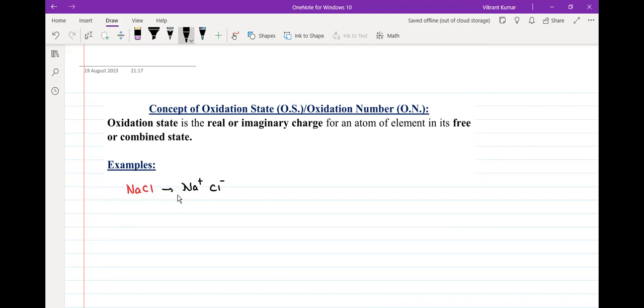भले ही हम लोग लिख रहे हैं NaCl, but we know that it is Na plus and Cl minus, and that's why if they are asking in NaCl oxidation state of Na in NaCl is how much, so what will you say? It is the real charge over it, है ना, +1. That's why we'll write +1. And if I ask you oxidation state of Cl in NaCl, how much? -1. It will always be reported with a sign.